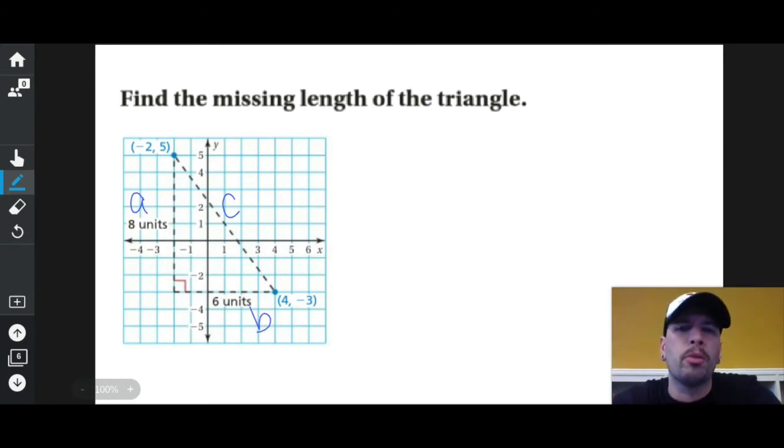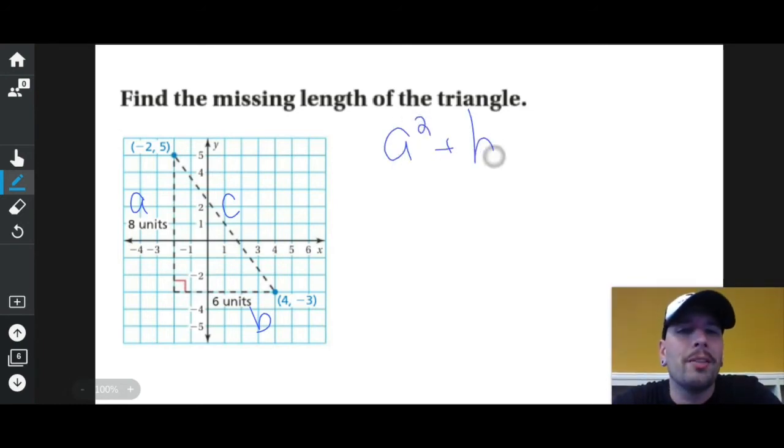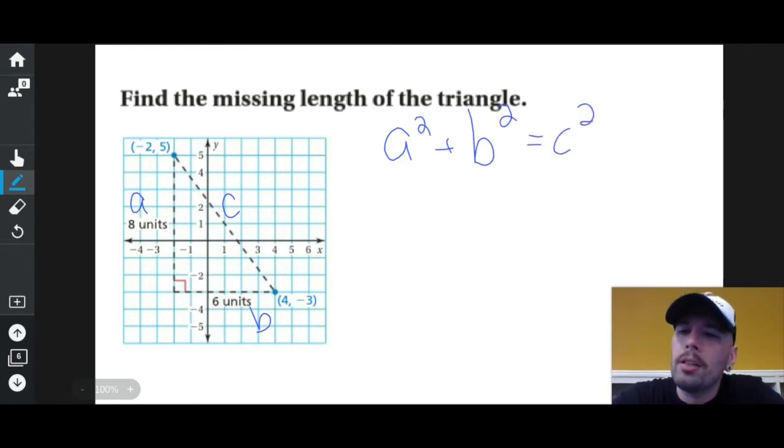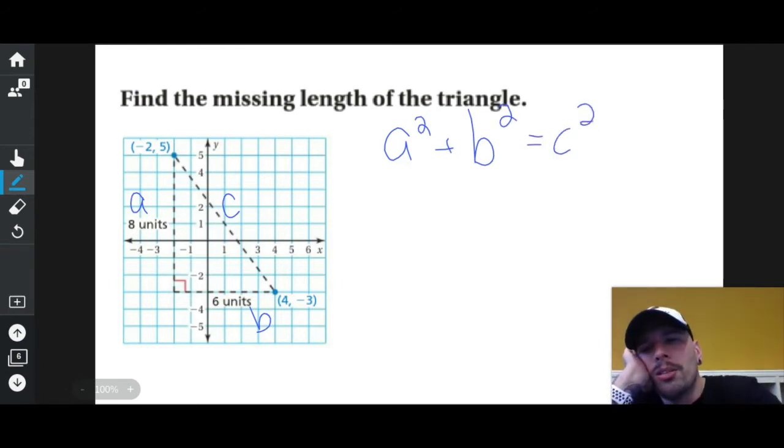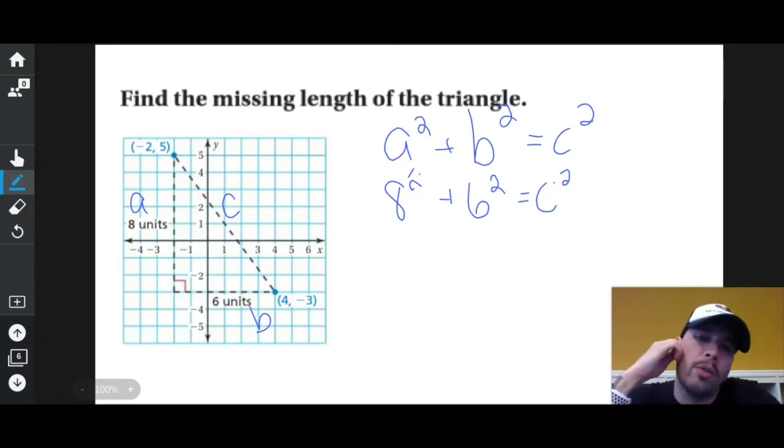A bunch of problems on coordinate planes. I wonder if that's going to be like a topic. I don't know. A squared, hot topic, plus B squared equals C squared. Hot topics. It doesn't matter which one A or B is, as long as the longest side is C. So I called A 8 because they rhyme. I called B 6 because they don't. And C is C. There's no name or no letter for C.